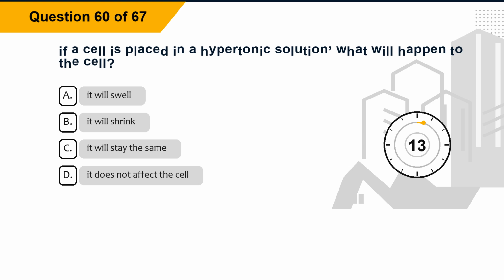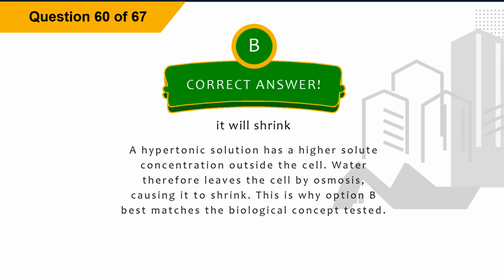Question 60. If a cell is placed in a hypertonic solution, what will happen to the cell? Option A, it will swell. Option B, it will shrink. Option C, it will stay the same. Option D, it does not affect the cell. The correct answer is option B, it will shrink.